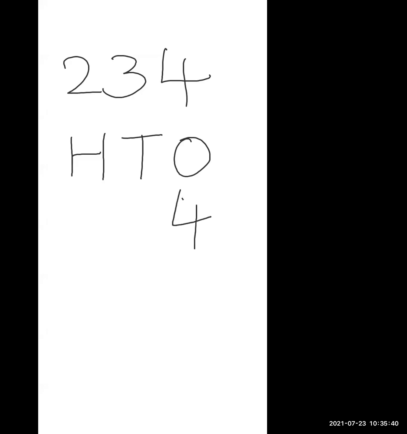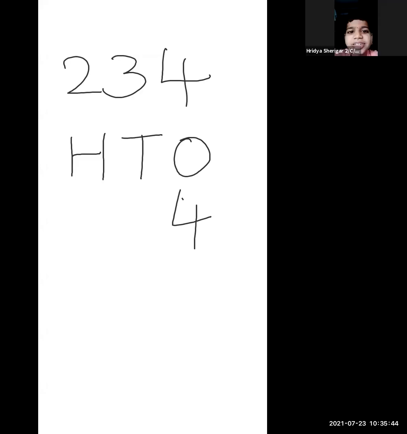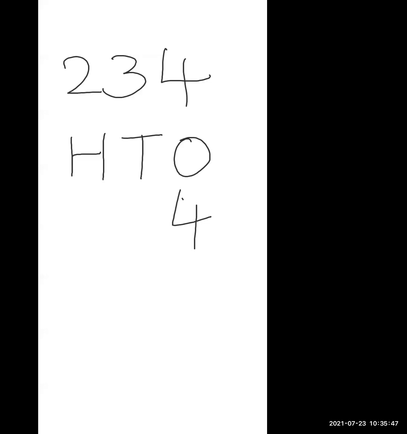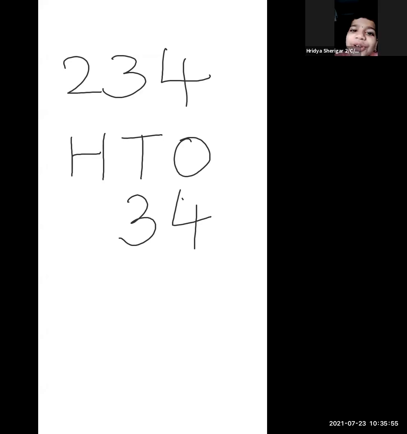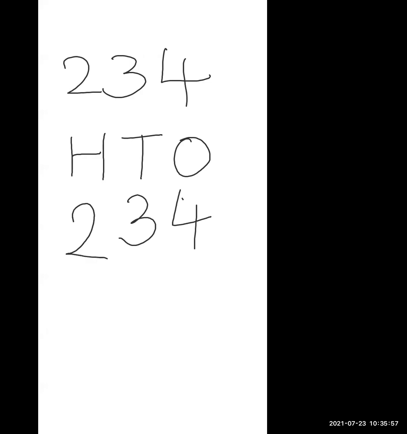Okay. And which number comes in the tens place? 3. The number 3 comes in the tens place. Correct. And which number comes in the hundreds place? 2. So this way we are going to see the numbers. We get 2 hundreds, 3 tens, 4 ones. Correct.